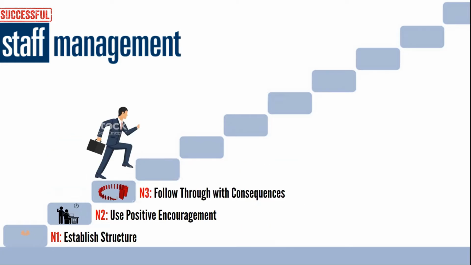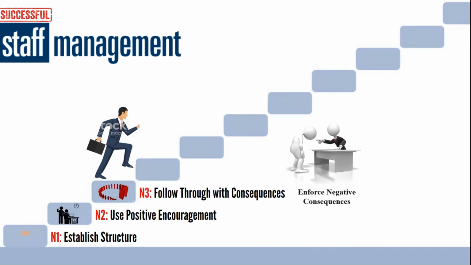Number 3, follow through with consequences. When employees do not meet their deadlines or behave inappropriately in the workplace, you will need to enforce negative consequences so employees can learn from their mistakes. If you never enforce the rules, then some employees will walk all over you.